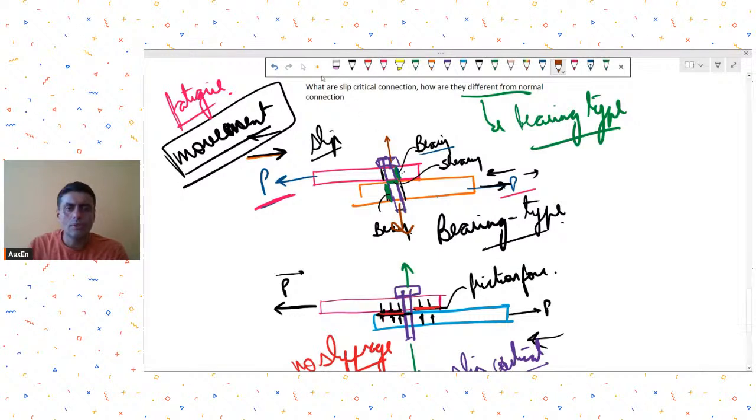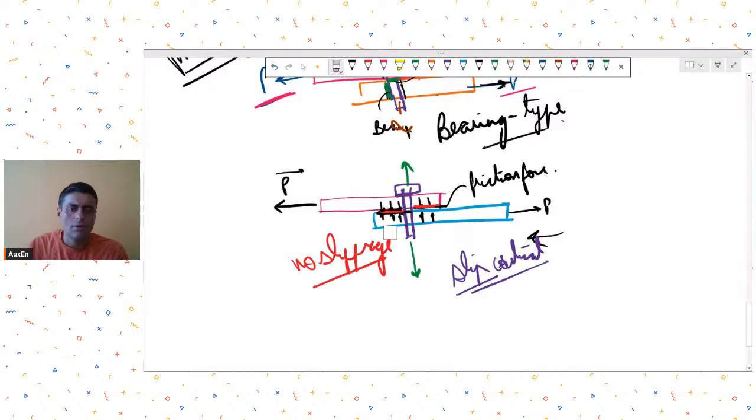That also requires better workmanship. So due to these two reasons, in general connections you don't see slip critical or friction grip bolts being provided. Only for some specific requirements we go for these slip critical or friction grip bolts. Otherwise, normal connections will be all bearing type connections. Understood?